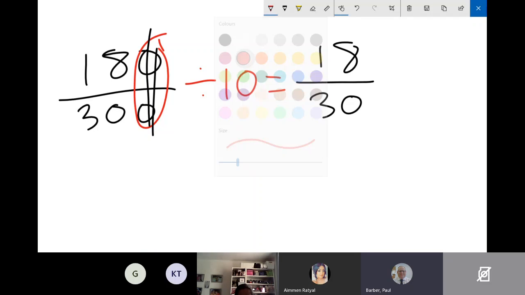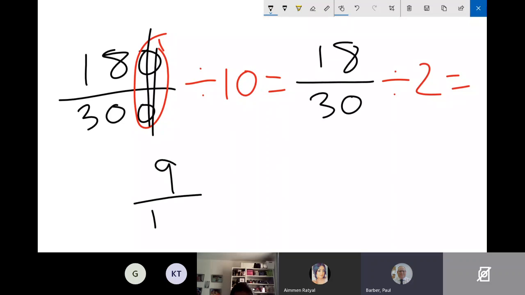If I now look again, both of these numbers are even numbers, so I know I can divide them by 2. 18 and 30 are both even numbers. So if I divide them again, I've now got a fraction of 9 over 15. So I'll divide the top number by 2 and the bottom number by 2. 18 divided by 2 is 9. 30 divided by 2 is 15.